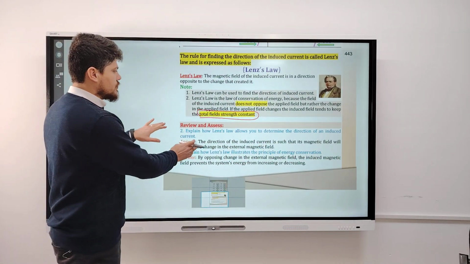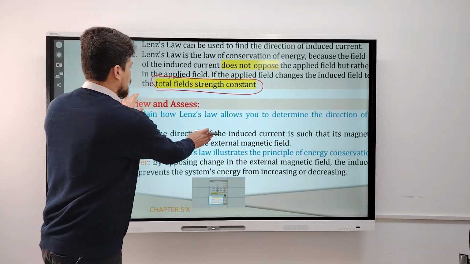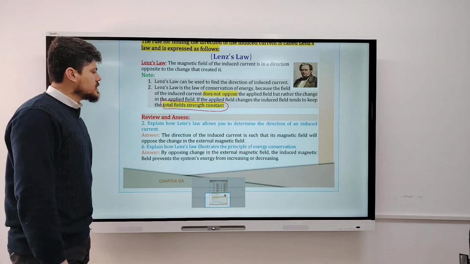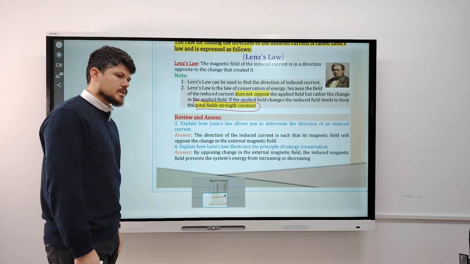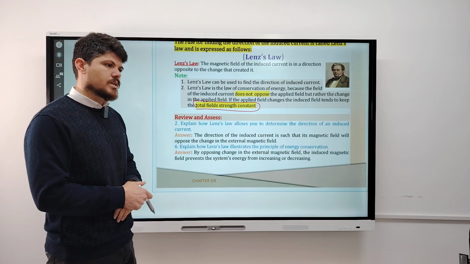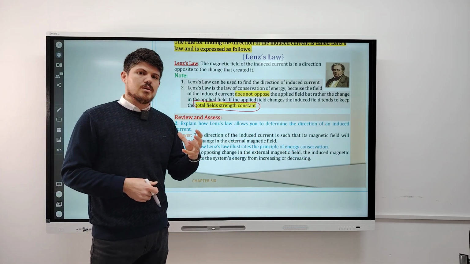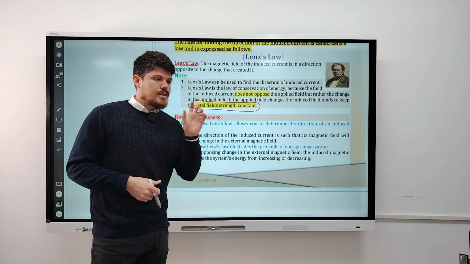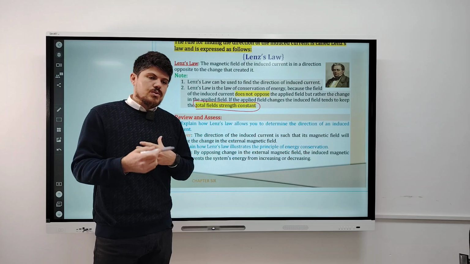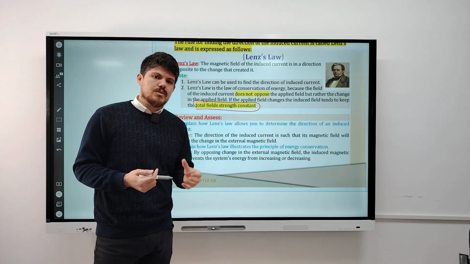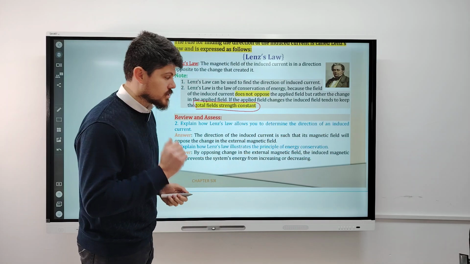Question 2 from the chapter review. Explain how Lenz's law allows you to determine the direction of an induced current. How can you determine the direction of the induced current according to Lenz's law? We know that when we approach the north pole of a bar magnet toward the circuit, the end of the circuit becomes the same pole, a north pole. If you determine the direction of the magnetic field, it is very easy to find the direction of the current according to the right-hand rule.